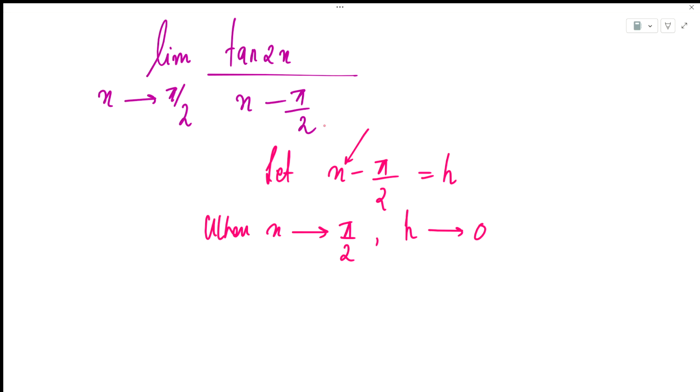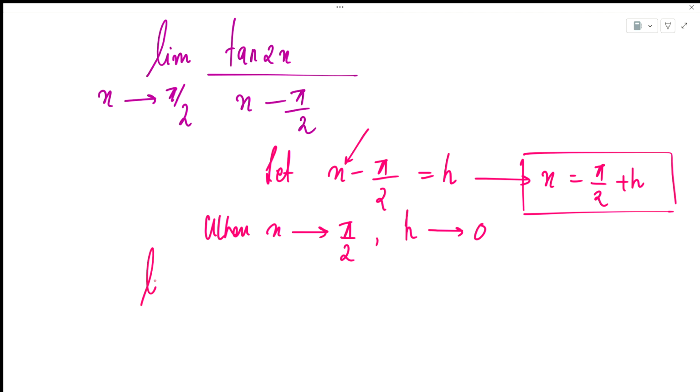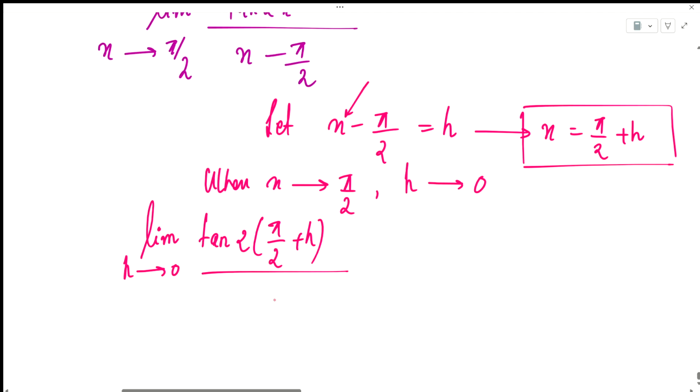So see, we are substituting, so now my new limits should be completely in h form. So this x minus pi by 2 is equal to h. I can basically write this as x equal to pi by 2 plus h. So this limit will become limit h tends to 0, tan of 2, now this x can be written as pi by 2 plus h. Again on the bottom, x minus pi by 2 is h.